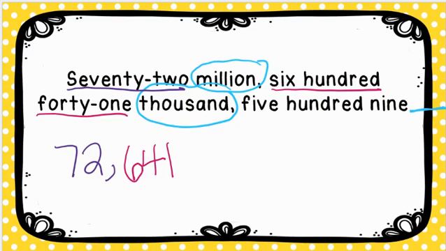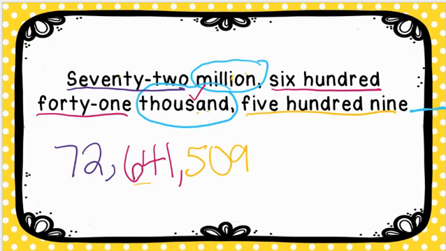All right, so now we have the period name. What goes at the period name? A comma. And then we have our last little chunk, 509. That's all there is to do. Chunk and read. Identify your periods. We had million, thousand, and the one that we don't name. Then we chunked it. 72 million, 641 thousand, 509. All right, let's do another one.